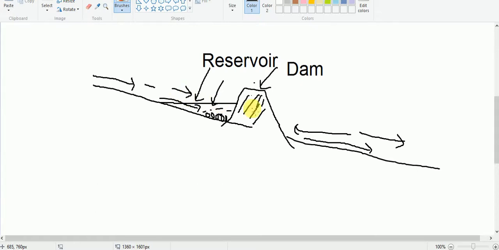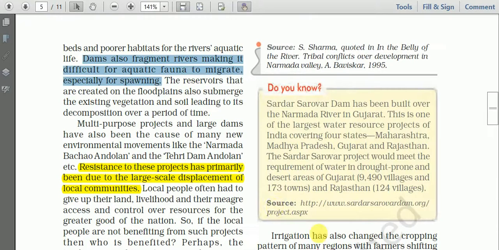But when we block the flowing of the river water, then the movement of the fish, the aquatic fauna, is blocked, and so spawning may not be there. Spawning of those fishes, breeding of those fishes may not be there. So this is another problem created by these dams.